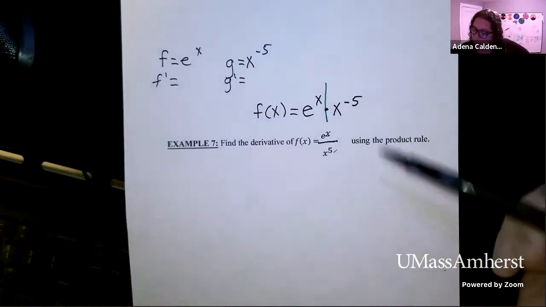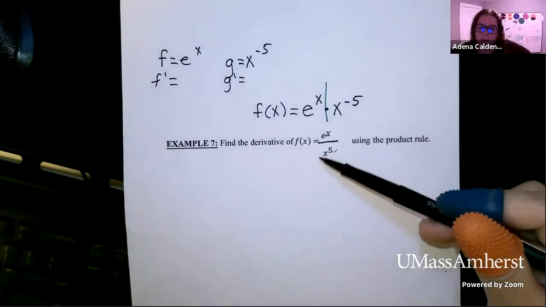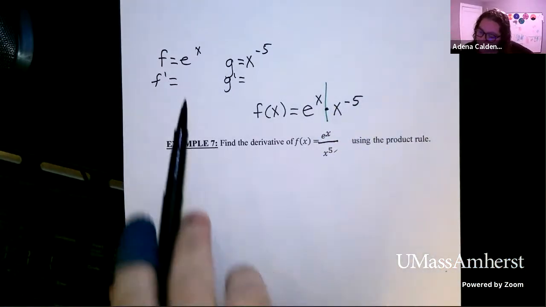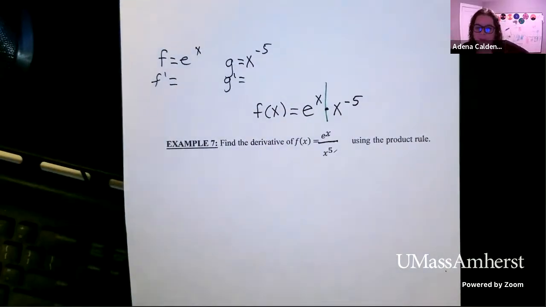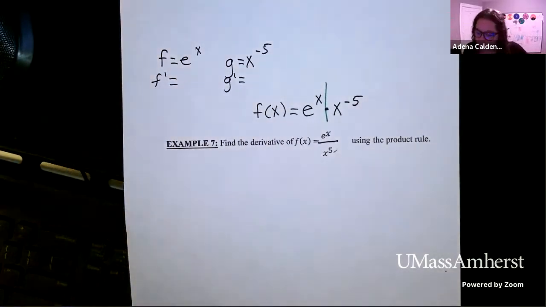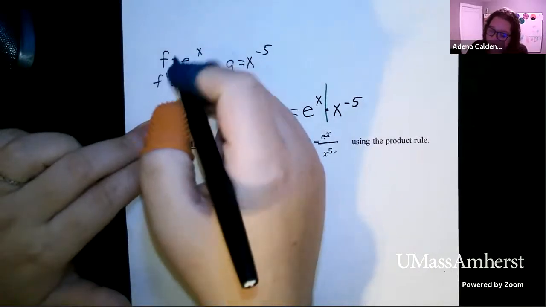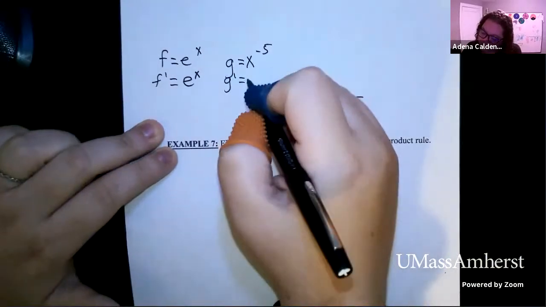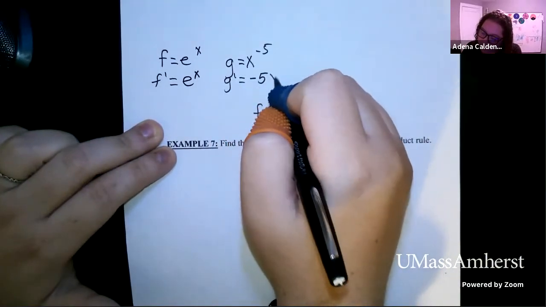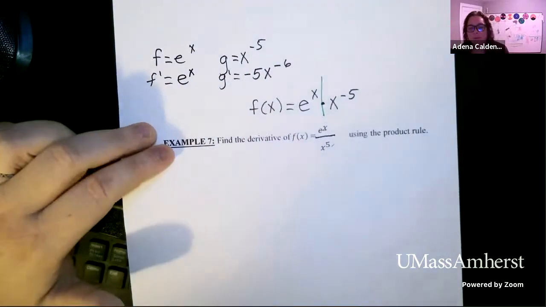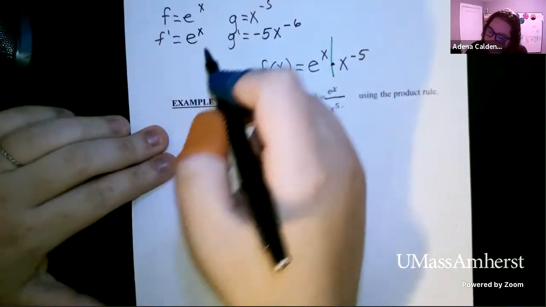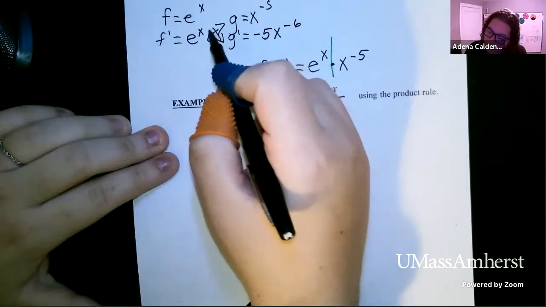All right. So again, first we rewrote this by bringing this term up. So we have e to the x times x to the negative 5. We call the first function f and the second function g. Now we're going to find each of their respective derivatives. So the derivative of e to the x, e to the x, same thing back. The derivative of x to the negative 5 is negative 5x to the negative 6. So remember, things get more negative when you have a negative power. So now we want to multiply f prime g plus g prime f.